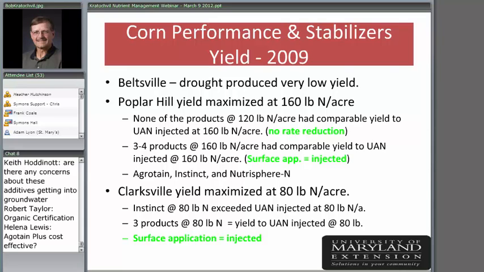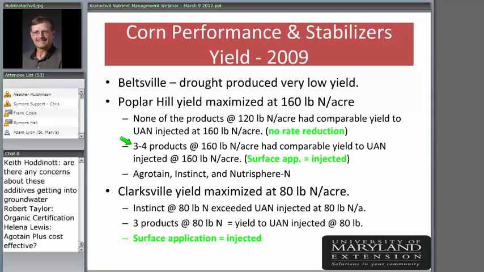Yield response in 2009, each location was different. Beltsville was impacted quite severely that year by drought, produced very little yield, and we had really nothing to compare. At Poplar Hill, we maximized our yield at 160 pounds of nitrogen per acre. In this situation, none of the products at the reduced rate had comparable yield to UAN injected. In other words, we did not see what we saw the first year. There was no rate reduction.